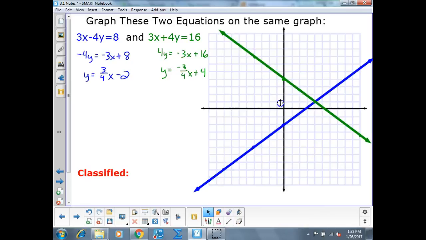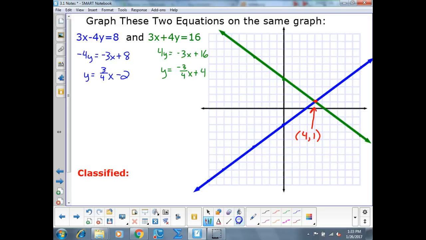Okay. So we have a solution. It's at that point right there. And that's the point (4, 1).